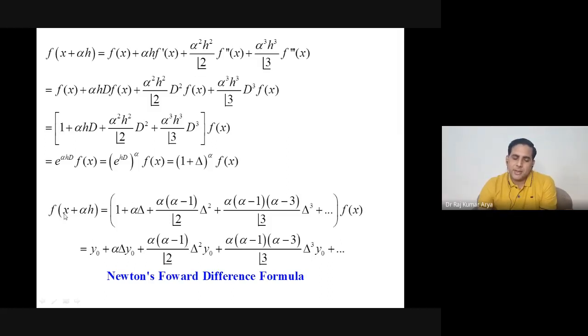So you can calculate your function at any value, and you probably know the value of alpha here, because you know x and h from your data only. The only thing is, from your given value you have to calculate alpha. Is that fine till here? Any doubt till this derivation of Newton's forward difference formula?